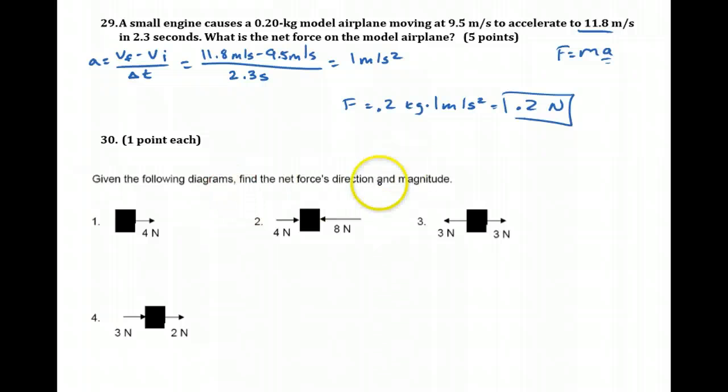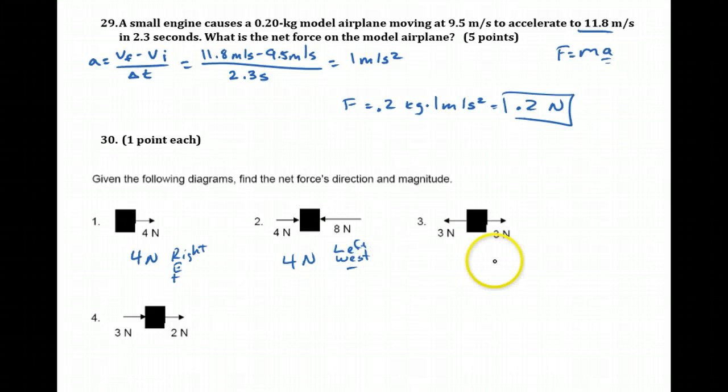Last one here, sum these forces. So this one, there's only one force, so we'll sum it. So it's 4 newtons. You could say to the right, you could say east, you could say positive. Here we've got 8 newtons to the west plus 4 newtons to the east equals 4 newtons. This way you could say the left, you could say the west, you could say negative.